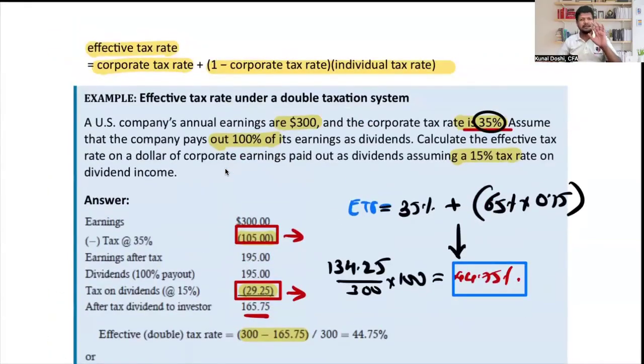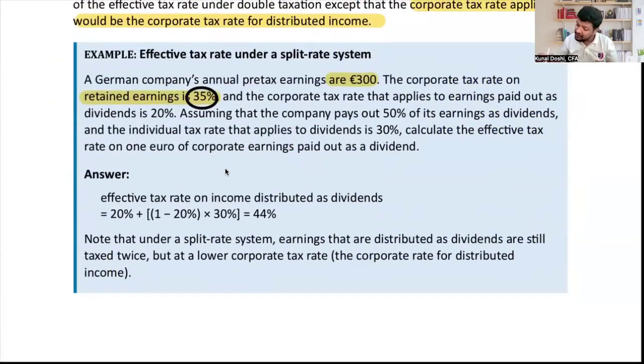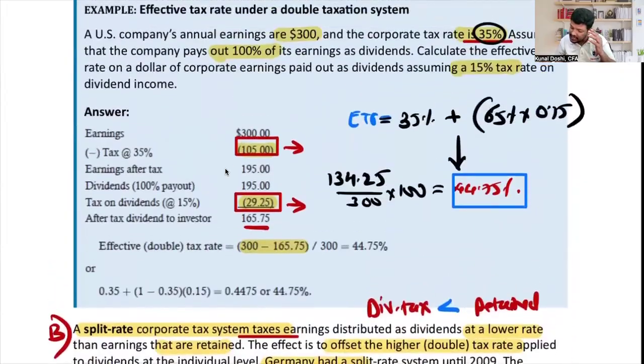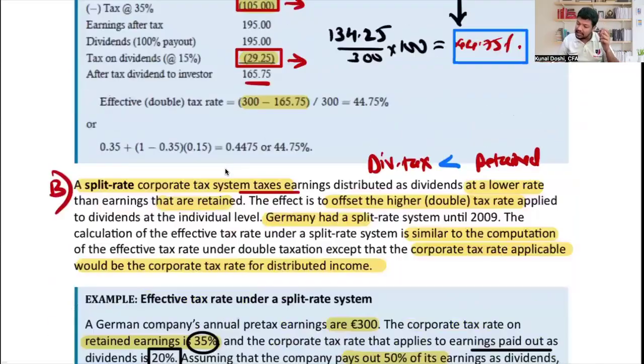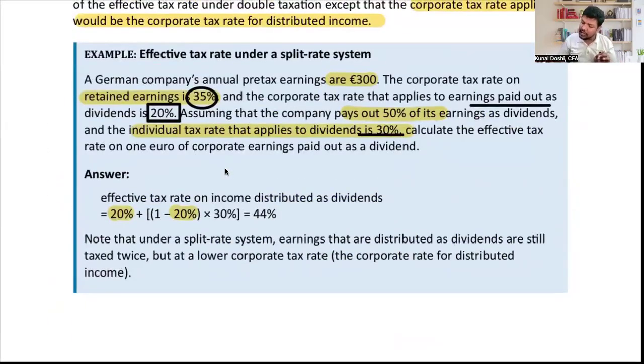The tax rate was 35, right? Here also it's 35. However, if the company is planning to pay dividends, then the corporate tax rate now changes to 20 percentage. Correct? Assuming the company is going to pay out 50% as dividends and the individual tax rate is 30 percentage. Individual tax rate initially here, what happened? Individual tax rate was 15 percentage. Now it has been increased to 30 percentage.